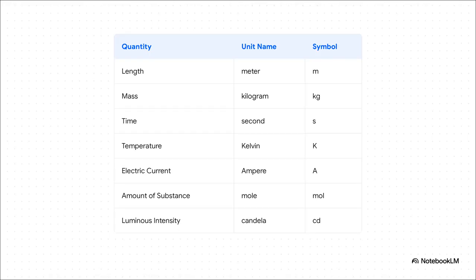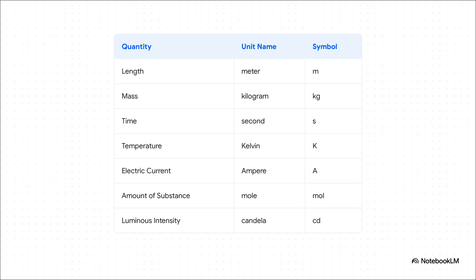Now, you might think the rulebook for the whole universe would be thousands of pages long, but here's the wild part. The entire complex world of physical measurement is built on a surprisingly small foundation. Just seven. Seven base quantities. Think of them like the primary colors of physics. From just these seven, we can describe absolutely everything else. And here they are. You already know the big three, of course, the meter, the kilogram, and the second. The others, like the Kelvin for temperature or the ampere for electric current, might sound a little more technical, but trust me, they're just as fundamental.